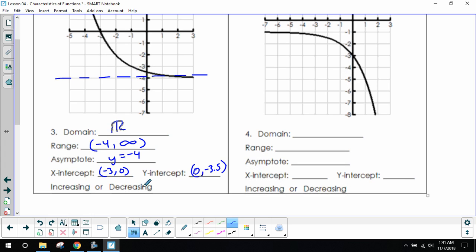Y-intercept is going to be 0, -3. X-intercept, we're going to say there is none. Asymptote's -1. So -infinity to -1. And domain again, all real solutions.